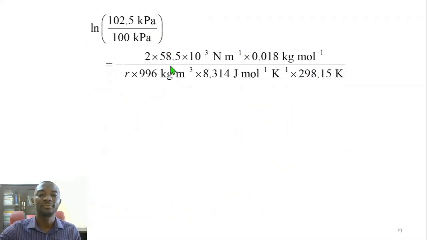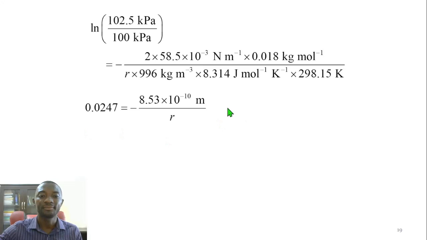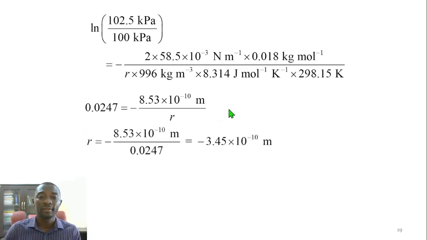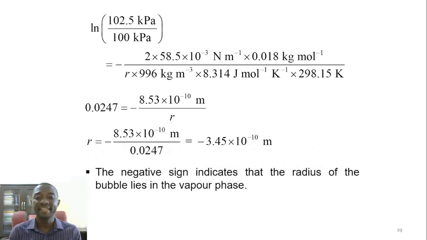We obtain this. We evaluate this bit of the equation and this bit of the equation. That gives this. We make r the subject of the formula, giving us r as -3.45 times 10 to the power of -10 meters. The negative sign indicates that the radius of the bubble lies in the vapor phase.